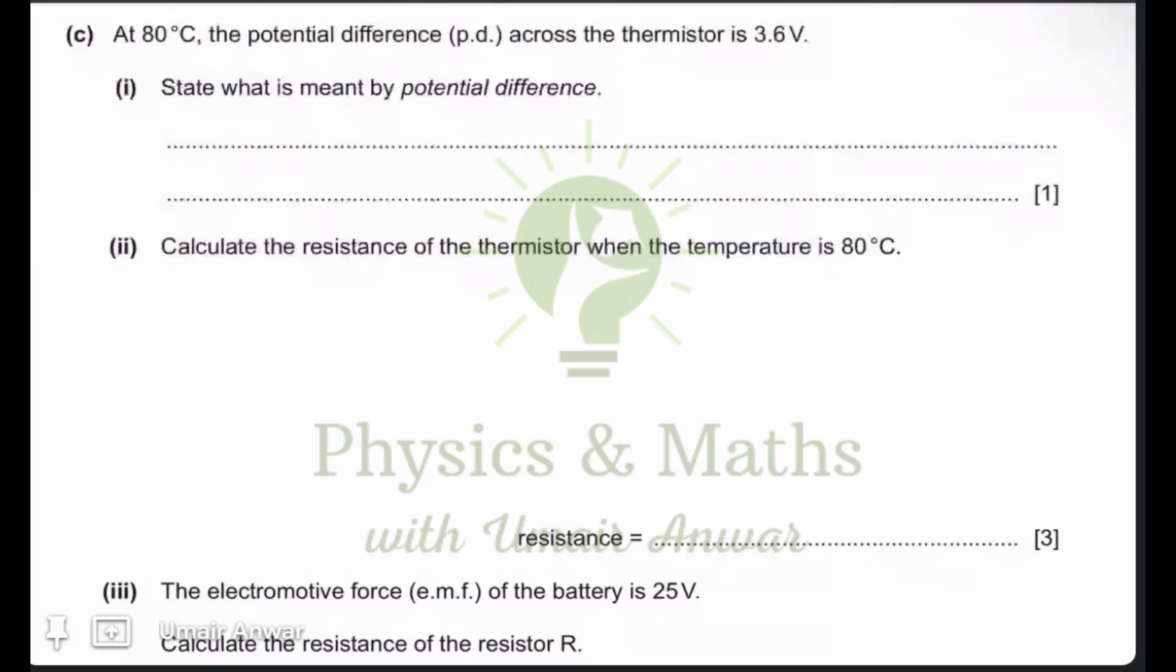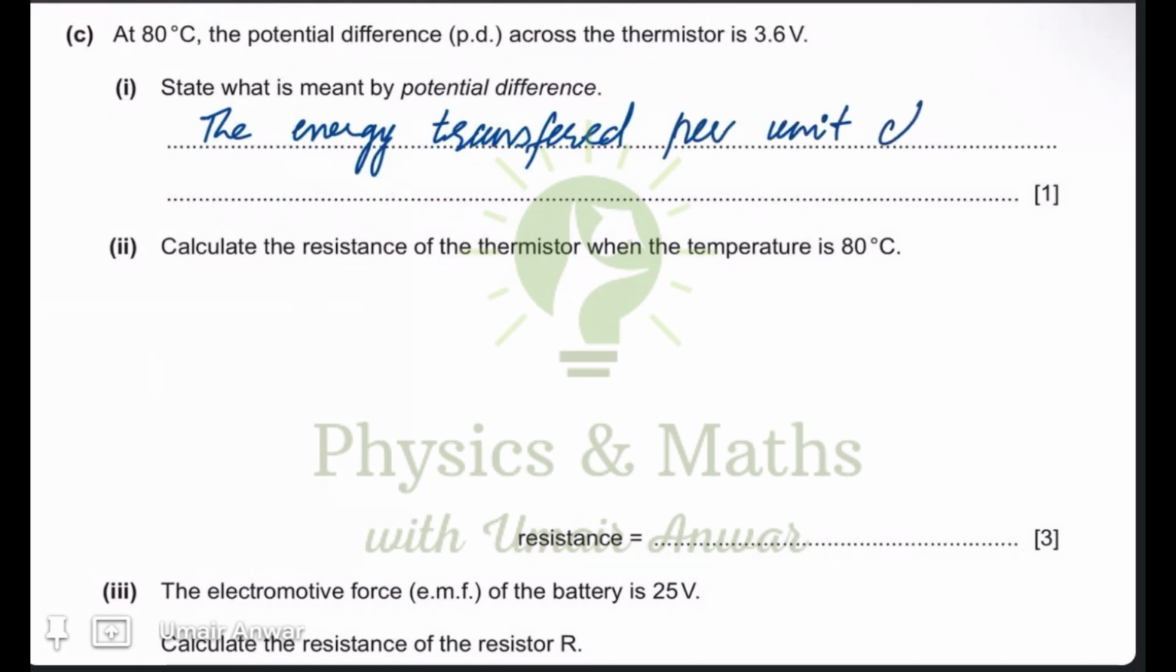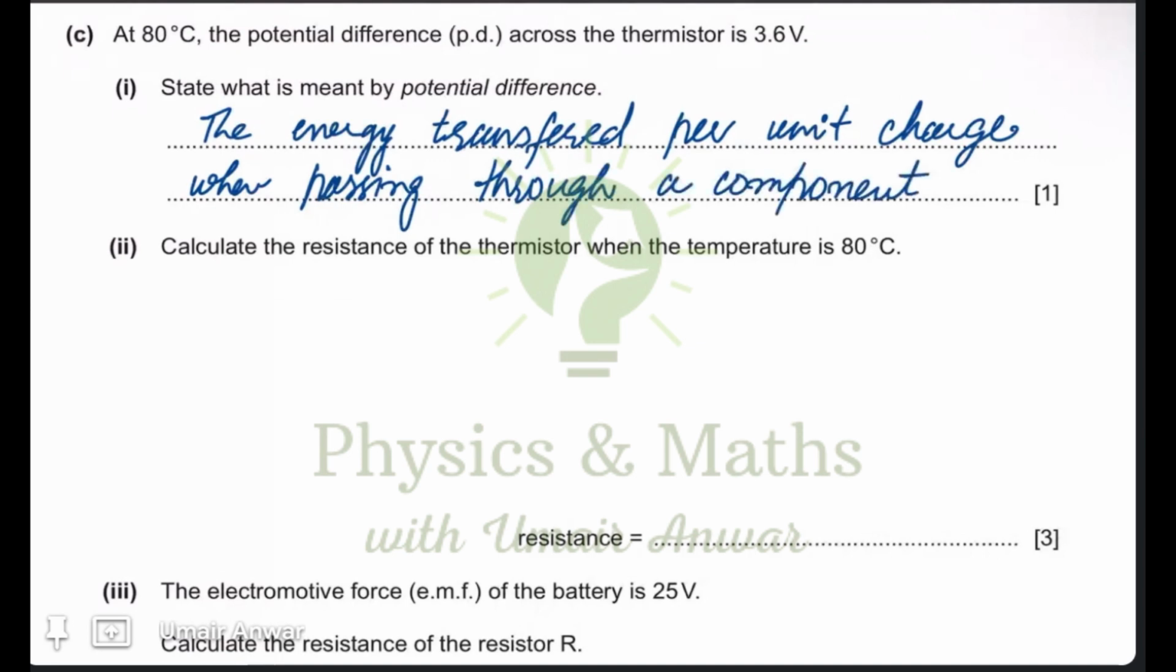At 80 degrees centigrade, the potential difference PD across the thermistor is 3.6 volts. State what is meant by the potential difference. The energy transferred per unit charge when passing through a component of the circuit. So whatever is the energy transferred from charge is taking place, that would be the potential difference of the component.